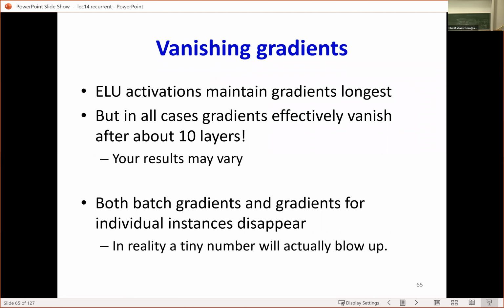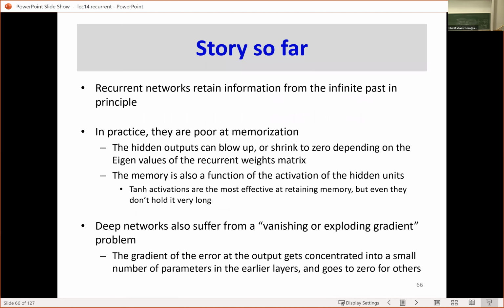And don't forget that, so in all cases, the gradients effectively vanish after about 10 layers. The results may vary. And both batch gradients and gradients for individual instances disappear. In reality, a tiny number just blow up, right?